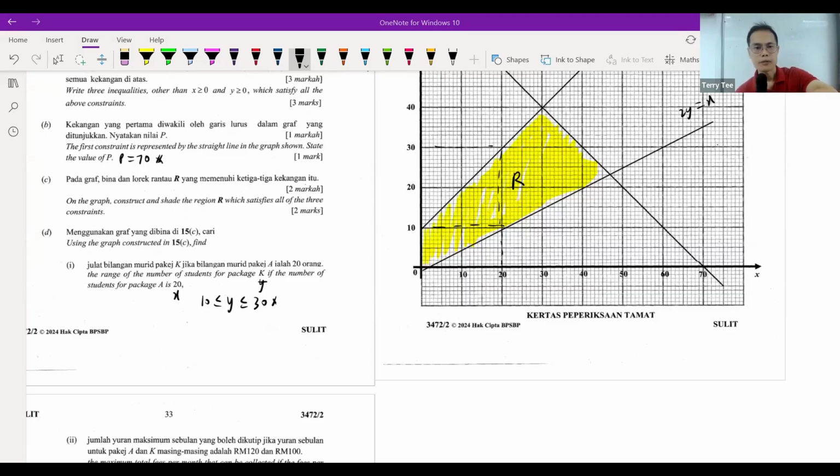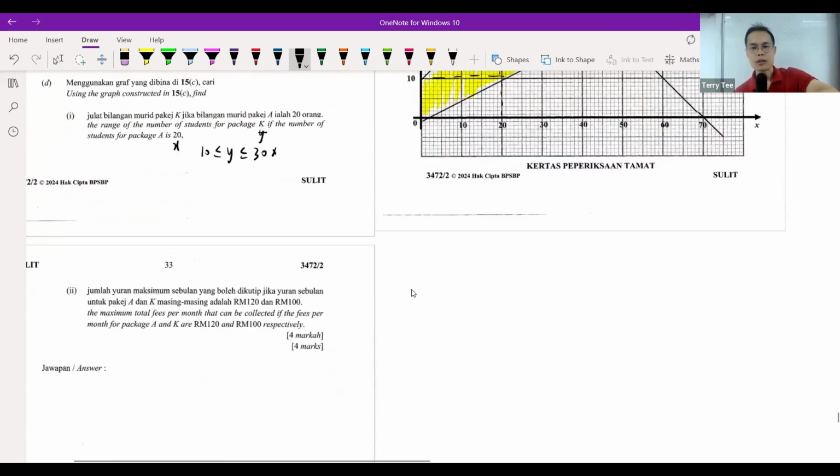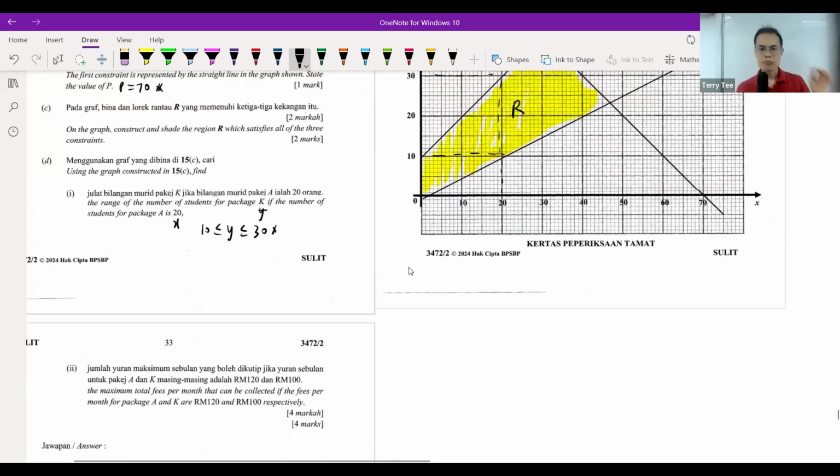Next, you want to find the maximum total fees per month that can be collected if the fees per month for package A and package K are 120 and 100. Let me write the objective function over here. We may have to draw the graph later on. So one package A is 120, package K is 100, the total equals K. K is your objective function, representing the total amount of fees collected.